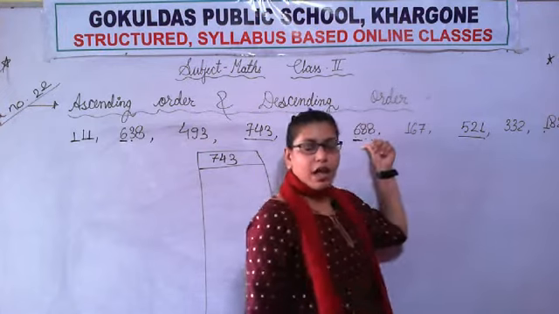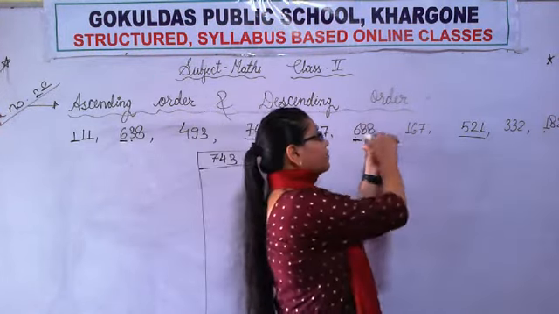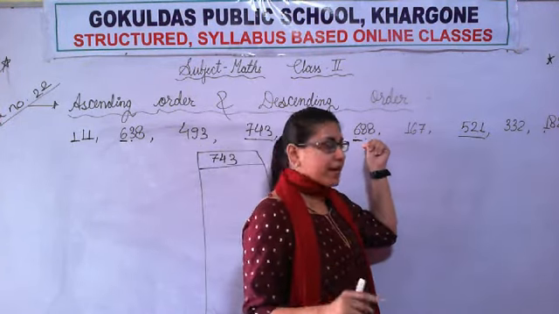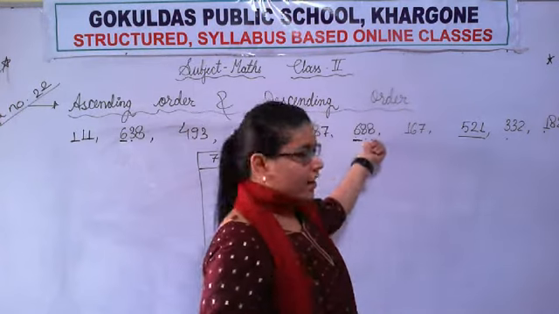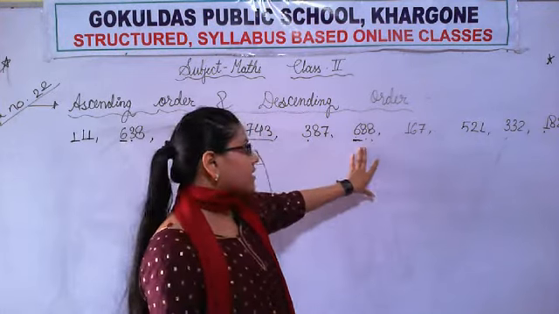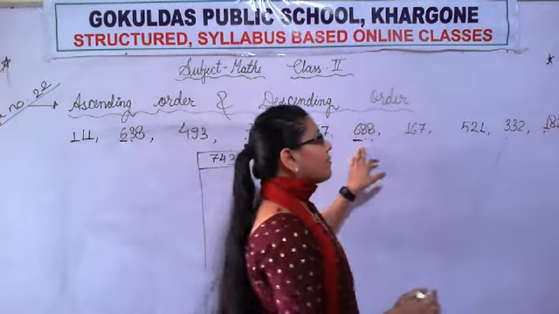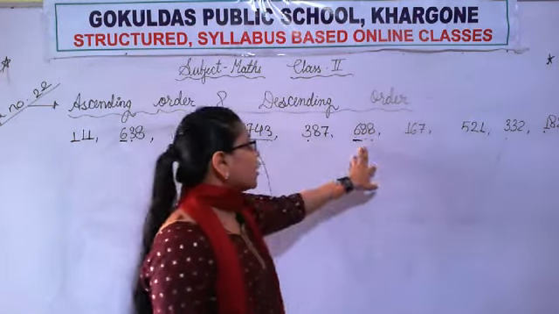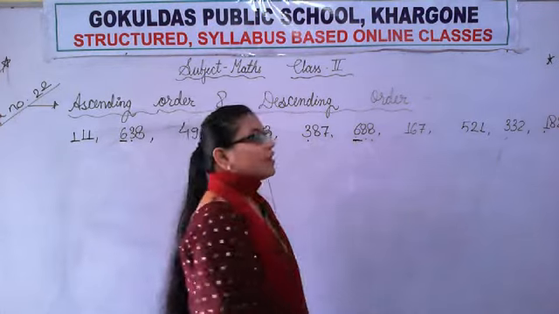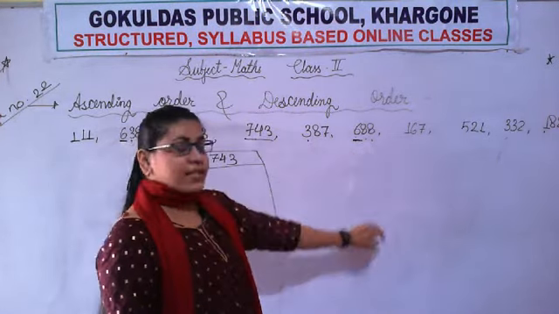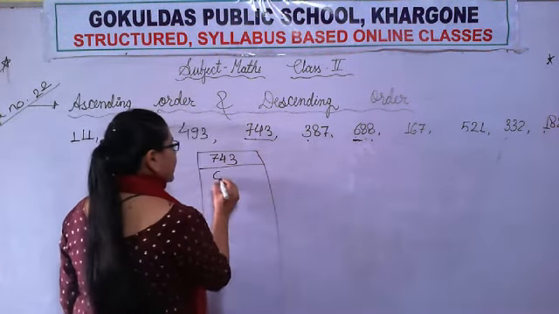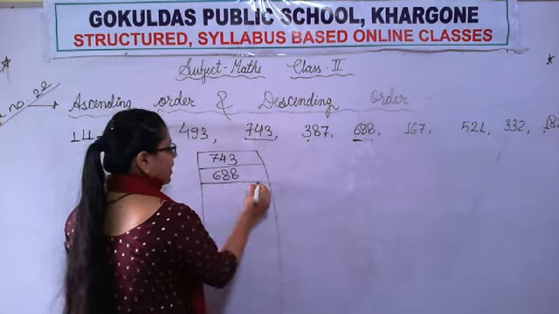Now we will compare this one with 521. Which one is bigger, 6 or 5? 6. It means 688 is still the bigger number. Now we will compare this with 332. 3 or 6, which one is bigger? 6. It means 688 is still the bigger number. Now the last one, 182. 182 has 1 at the 100's place and 688 has 6 at the 100's place. So which number is bigger, 1 or 6? 6. So it means 688 is the biggest number.